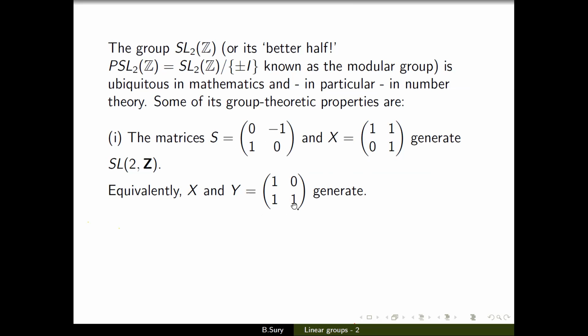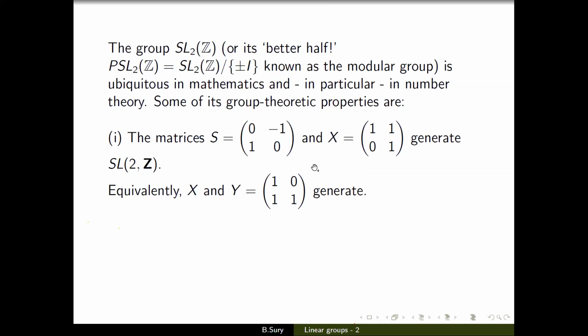So of these generators, X and Y are of infinite order. (1 1; 0 1) is of infinite order, because when you take the nth power of this, it becomes (1 n; 0 1). The only way it can become the identity is if n is 0, there is no positive finite n for which it does. So this is of infinite order. This is also of infinite order. Although these are in some sense good to deal with because they are like translations, S is of finite order. So S and X will generate. Or another way of saying it is that you can produce from S and X another matrix. You multiply out this and this, and you'll get another matrix whose order is 6.